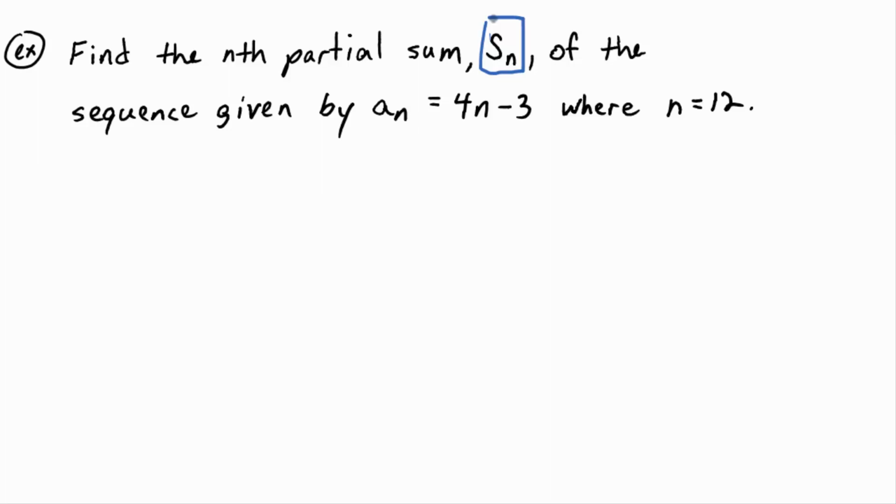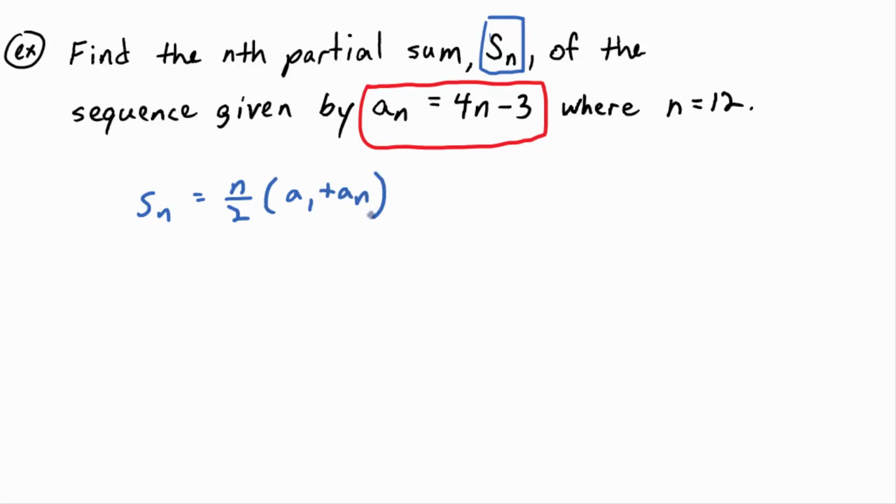Find the nth partial sum, Sn, of the sequence given by an equals 4n minus 3, where n equals 12. Notice what they give you here. They give you an nth term formula, an explicit formula for an, which makes the problem pretty much just plug and chug. So I recommend writing down the sum formula every time you use it: Sn equals n over 2 times a1 plus an. And again, I want you to let the formula be your guide.